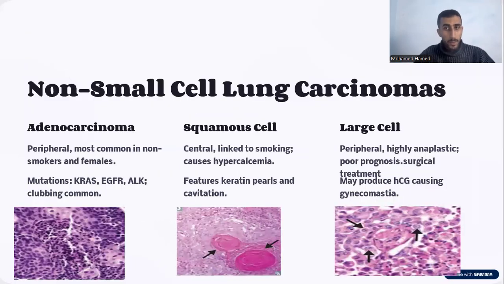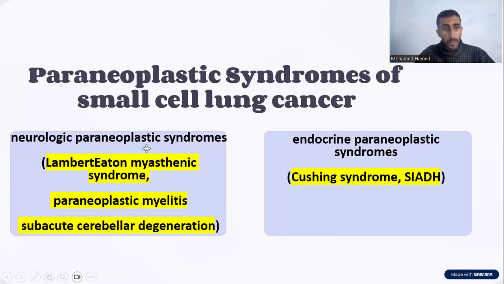So to recap the paraneoplastic syndromes, or things associated with lung cancer. Large cell carcinoma is associated with gynecomastia through HCG. Squamous cell carcinoma is associated with hypercalcemia through parathyroid hormone related peptide. Adenocarcinoma can cause hypertrophic osteoarthropathy, like clubbing. And of course the paraneoplastic syndromes of small cell lung cancer: the endocrine ones, Cushing syndrome and SIADH, and the neurological ones, Lambert-Eaton myasthenic syndrome, paraneoplastic myelitis and encephalitis, and subacute cerebellar degeneration. So you can put some effort into memorizing them well.